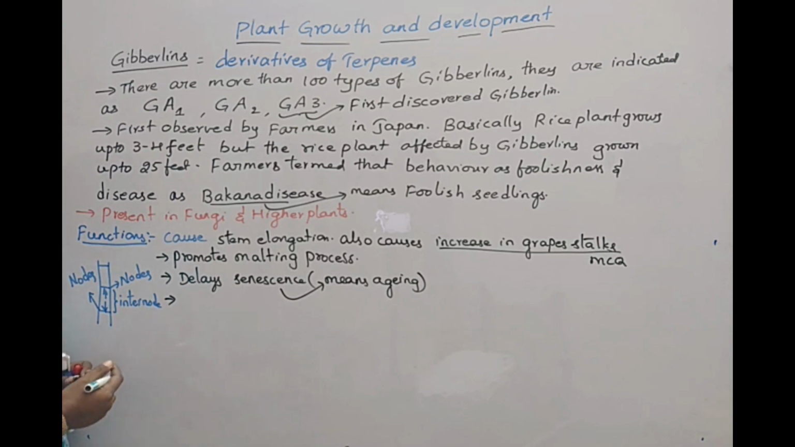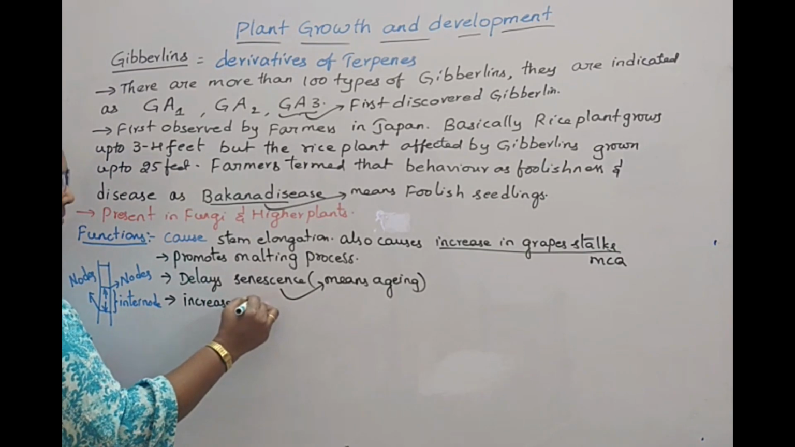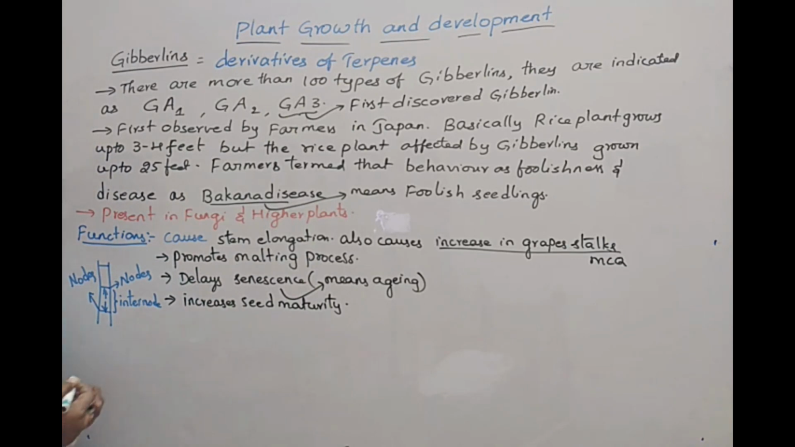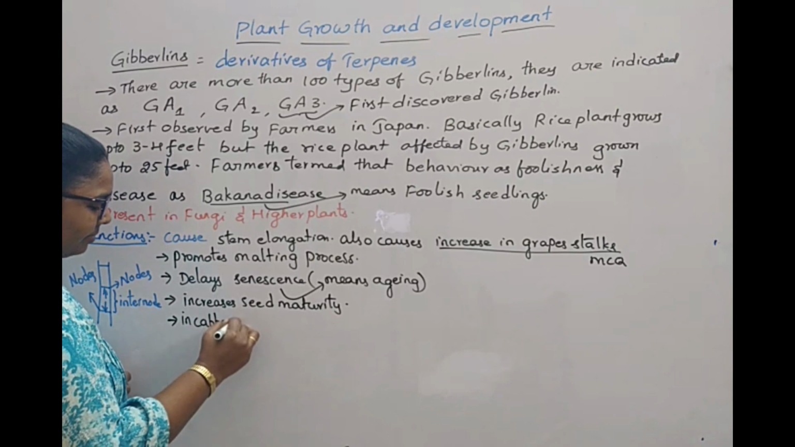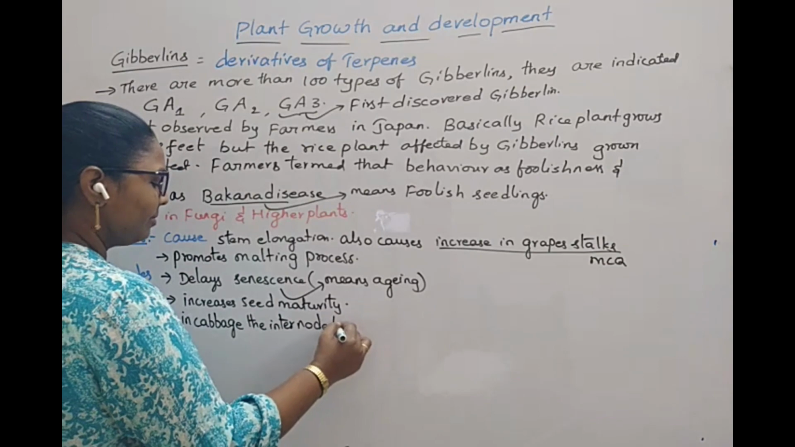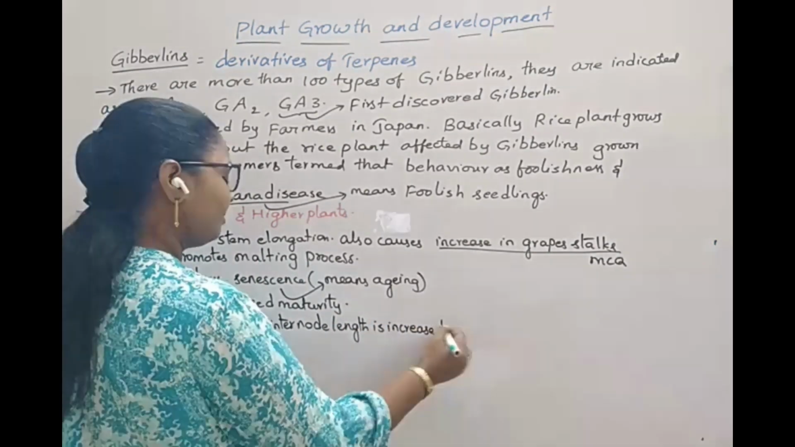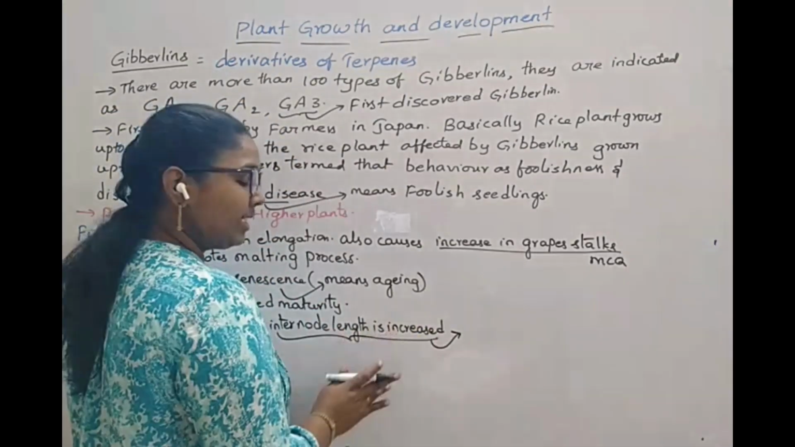Next, it increases seed maturity time period. In case of cabbage, it increases the internode length. Such condition is called bolting. In cabbage, the internode length is increased. In case of cabbage, particularly, this increase is given a term like bolting.